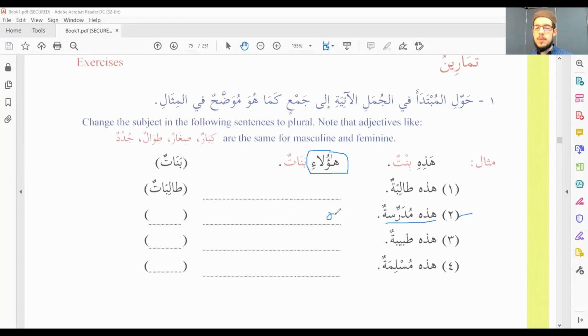You mixed two up. You said هؤلاءك, which is a mixture of both near and far: هؤلاء, which is these, and أولئك, which is those. So first thing is هؤلاء, and then the form. What's the form going to be for mudarrisatun? What's the plural of mudarrisatun? Is it going to be sound masculine, sound feminine, or broken?